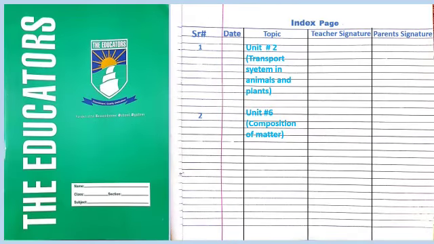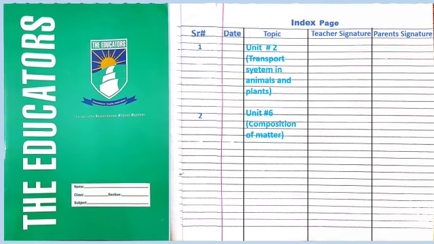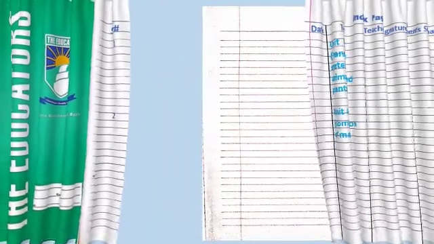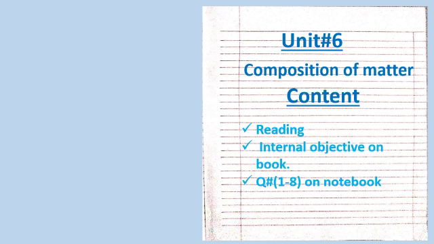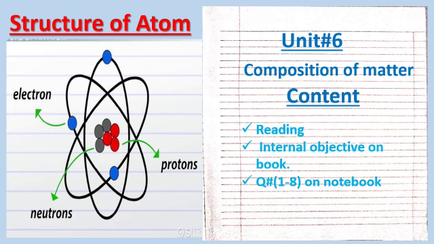So dear students, now it's time for your notebook work. So before starting this, first of all, you all will write down index page serial number 2. And the serial number 2 is unit number 6, composition of matter. Now it's time to prepare the title page of unit number 6. So firstly write the unit number 6, composition of matter. Then write the content, and the content are reading, internal objective on book, question number 1 till 8 on notebook. After that, on a blank page, draw the structure of atom like this.